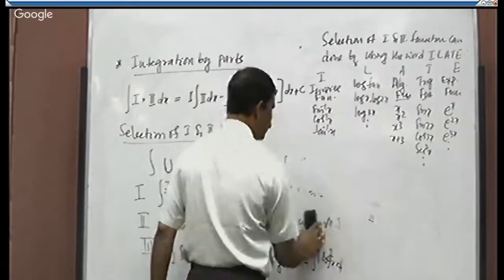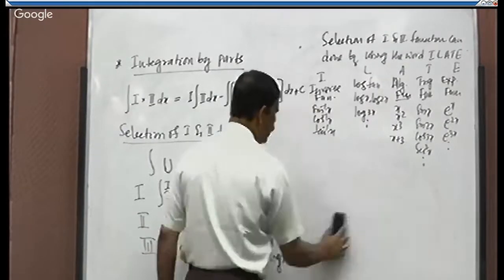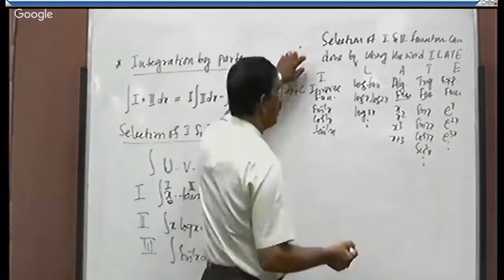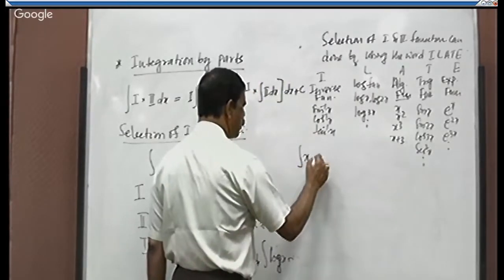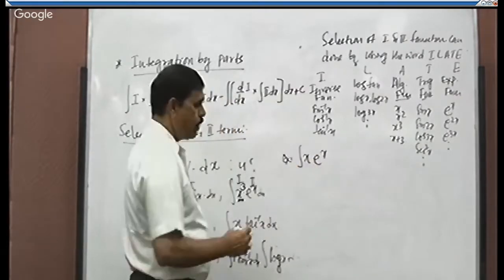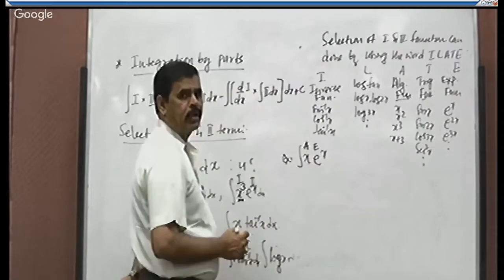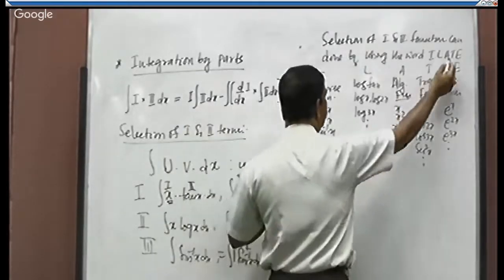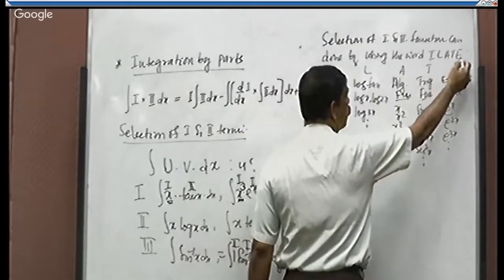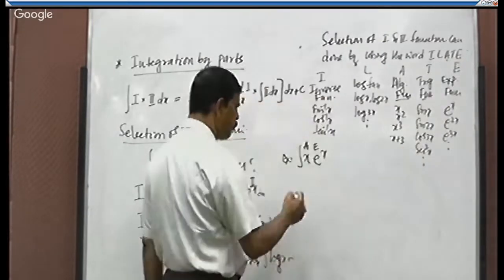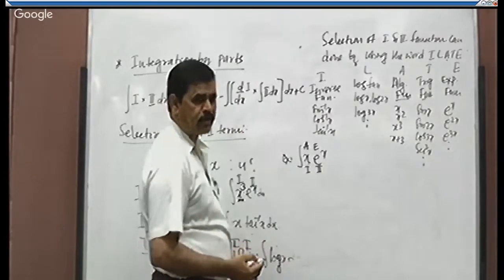See this? We have a shortcut of selecting first and second term. That is by using what? The word called ILATE. Based on this word ILATE, how the function is to be considered as first and second. I am taking example x into e power x. What is x? You say x is what? Algebraic, correct? What is e? E is exponential. In the word ILATE, whether A comes first or E comes first. A is first, then we have E. Then algebraic will be the first term, and exponential will be the second. See, this is the simple way of selecting first and second term.